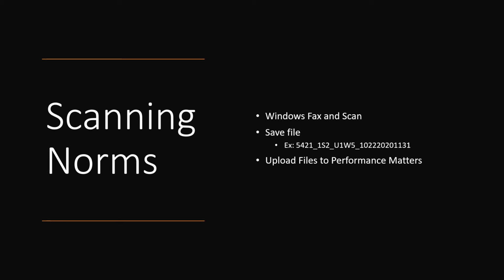Generally speaking, you're going to use the Windows Fax and Scan application to scan all your files. You'll save the file using this nomenclature: 5421 underscore homeroom underscore test, so unit 1 week 5, topic 3, underscore, this is date and time information. All those numbers there, that's October 22nd, 2020 at 11:31. And that way, if there's an issue with any of your scans, Mr. Brew can go back and help you locate that scan and resolve any issues.